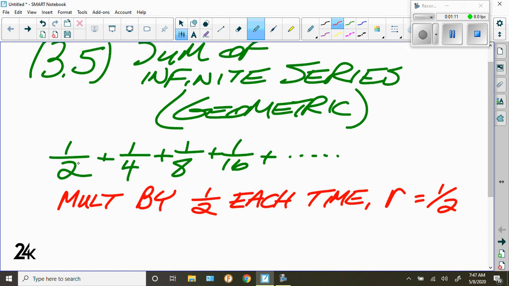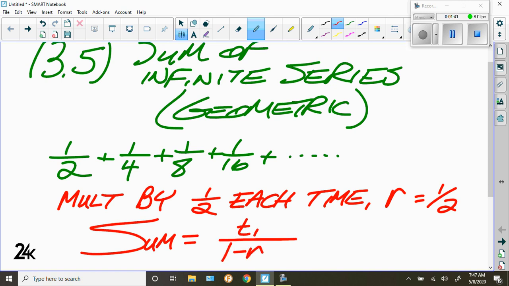To find the sum of an infinite geometric series, the sum of all those terms, in other words, if I were to add a half plus a fourth plus an eighth plus a 16th plus a 1/32nd plus a 1/64th, and then it just keeps getting smaller and smaller, you would just do this. You take the first term over 1 minus r.